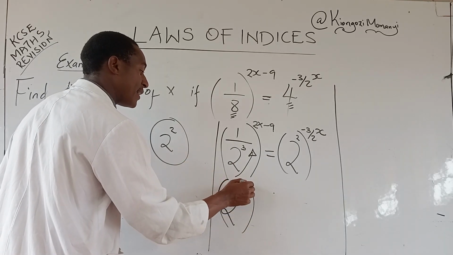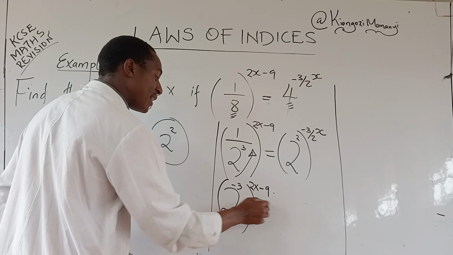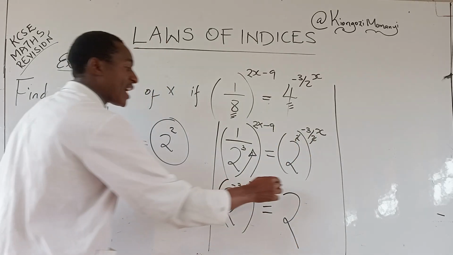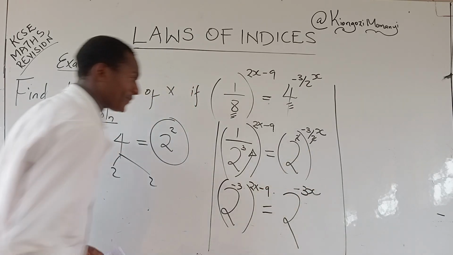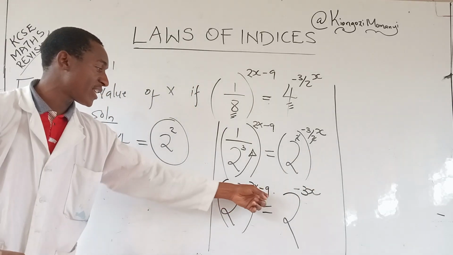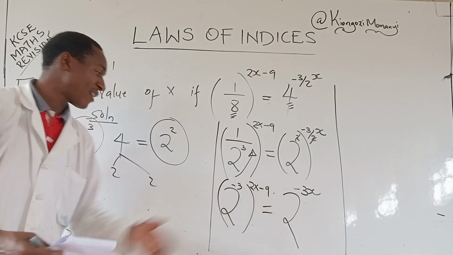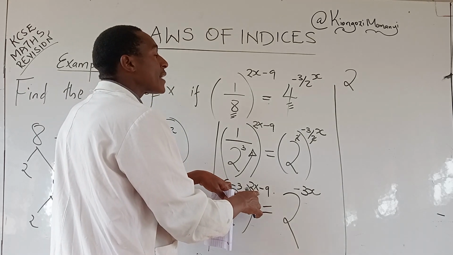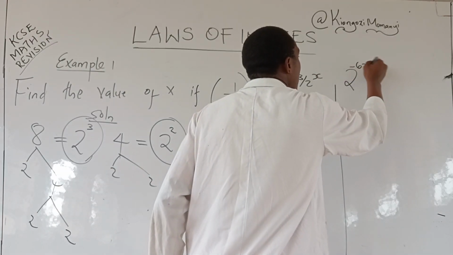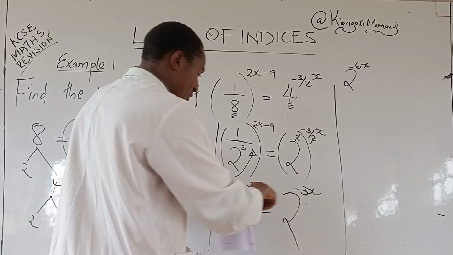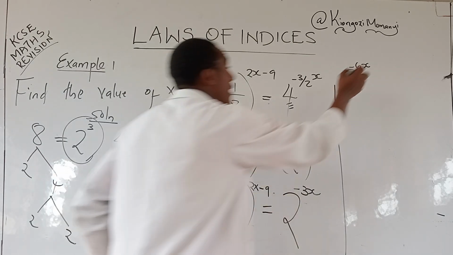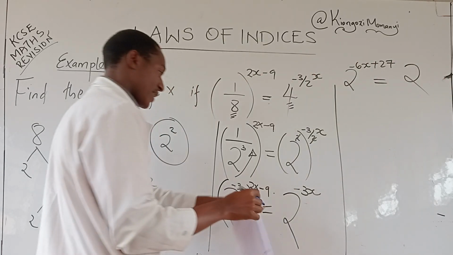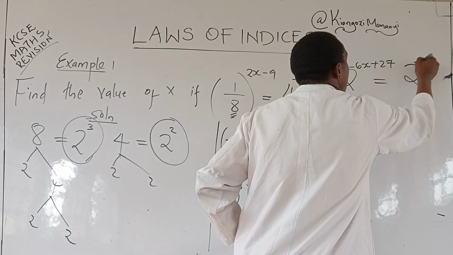Then multiply by 2x minus 9 is equal to 2. Powers are multiplied here, so we have negative 3x. In this case, open the bracket here. These are two values multiplied by one value. So we shall have negative 3 times 2x is negative 6x, then plus, negative 3 times negative 9 is plus 27, is equal to 2 raised to negative 3x.